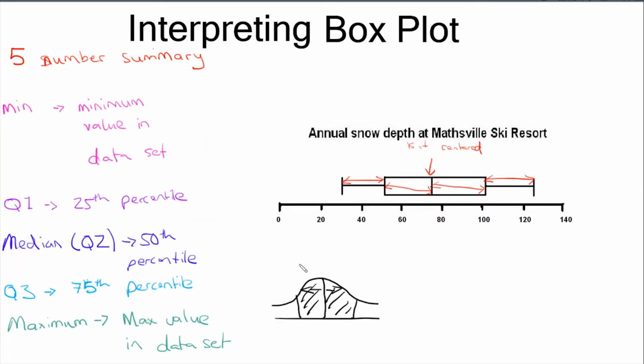Now let's look at an example of something that is not normally distributed. It's skewed data. So I'm going to go over this with the eraser.